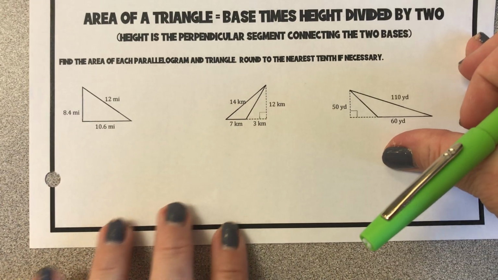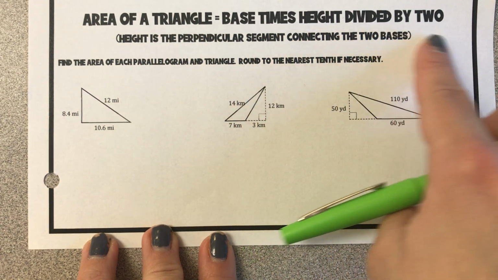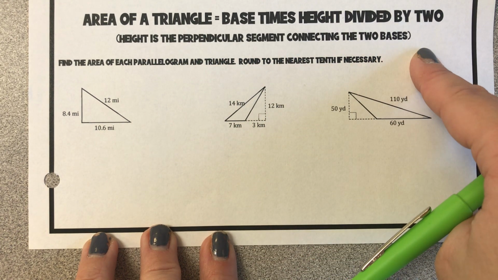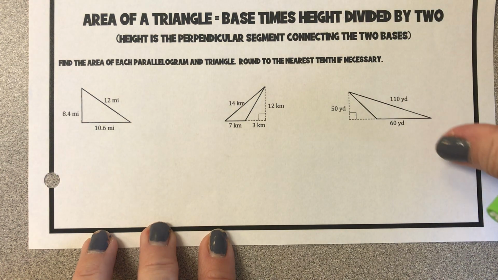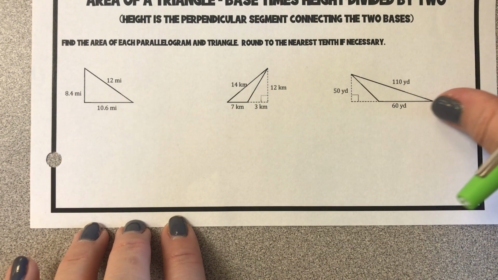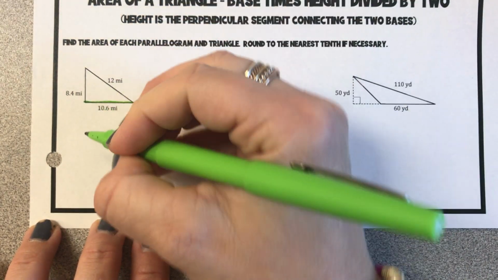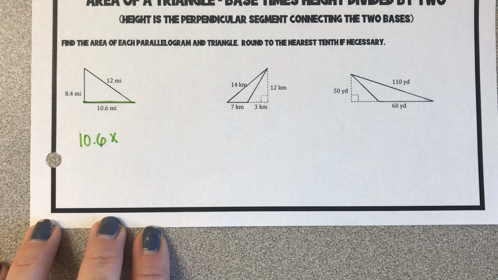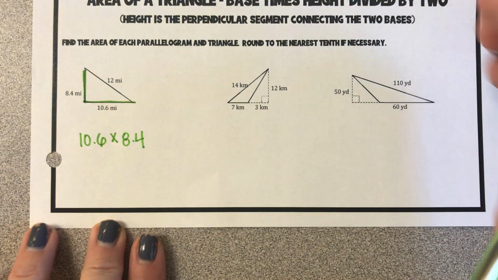Okay, now we're going to talk about triangles. An area of a triangle is the base times the height divided by 2. Okay, and again, height is the perpendicular segment connecting the two bases. We'll talk about it as we go along here. So let's look at this example right here. The base of my triangle is 10.6. What's the perpendicular, the straight up and down height? Is it 12 or is it 8.4? It is 8.4.